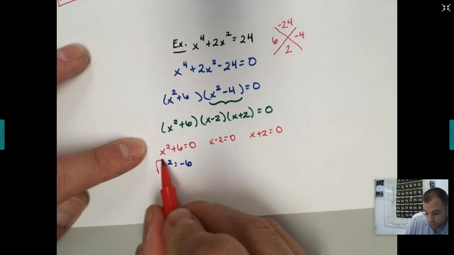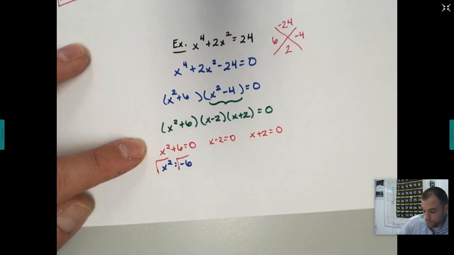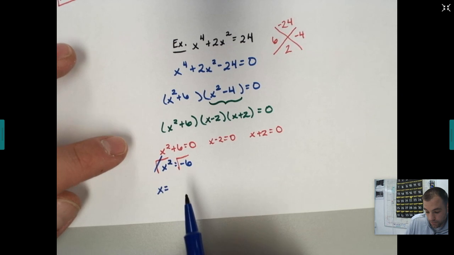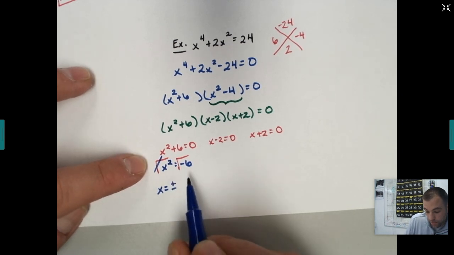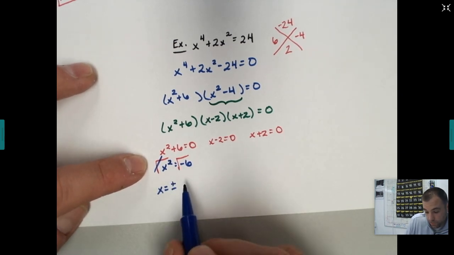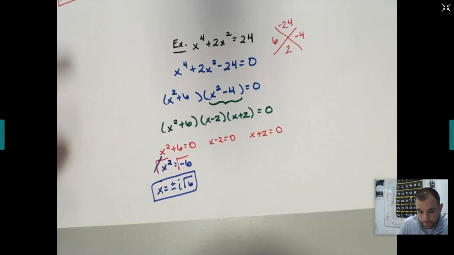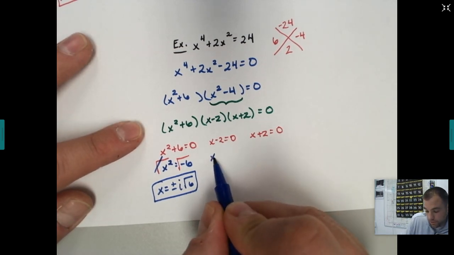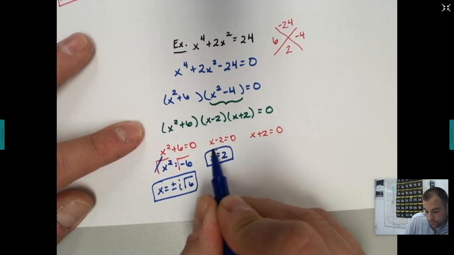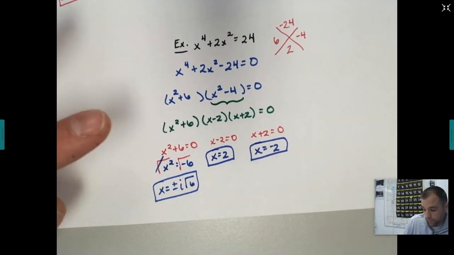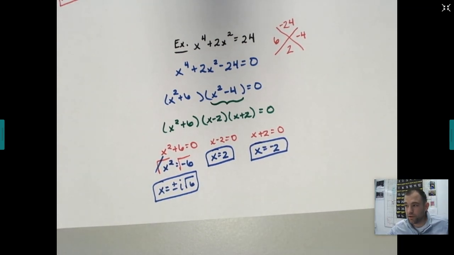Then square root it. Square root, square root. They cancel, cancel. X equals plus or minus, but this is a negative 6. So remember, whenever there's a negative under the square root, you have to put an i. Plus or minus i square root of 6. Then we would add 2. X equals 2 for the second one. Subtract 2. X equals negative 2 for the third one. And we're finished. Okay, that's pretty much about as hard as it can get for those.